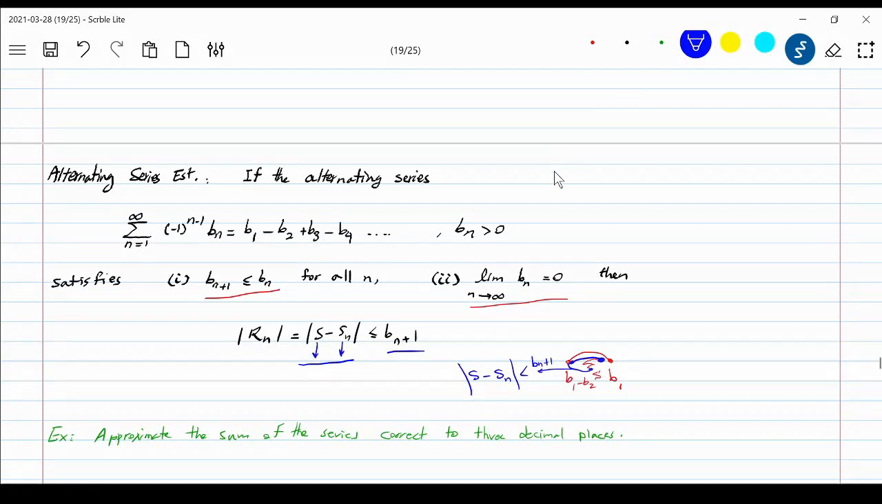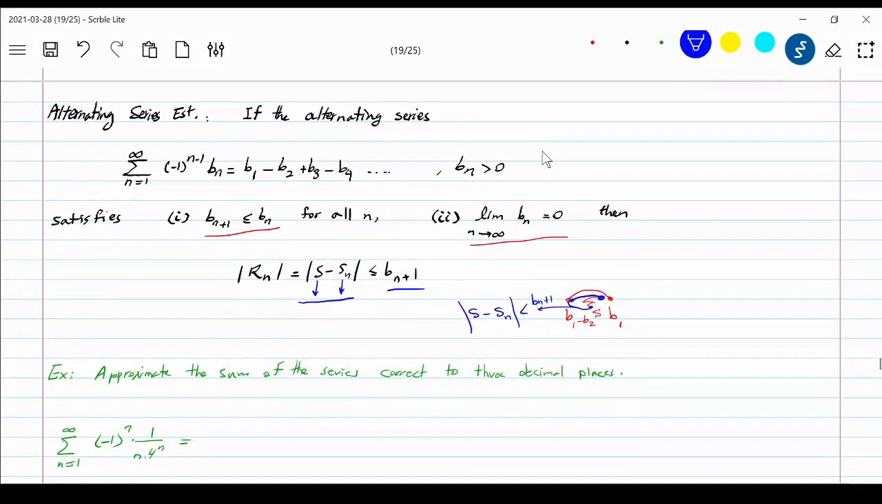And so we can use this to give a good estimation of where our convergence approaches, or you can say, okay, what is the remainder, or the difference s minus sn, less than some bound? It gives us a good estimation. So here, for example, we approximate the sum of the series up to 3 decimal places.